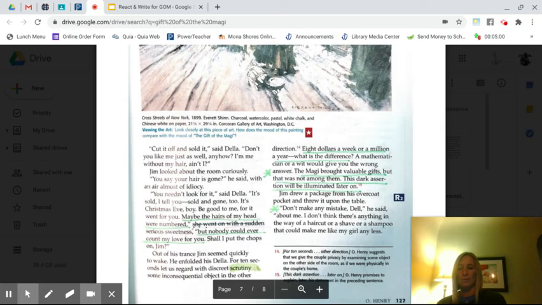Shall I put on the chops, Jim? I like that line. That's why it's underlined. That's why I crossed the other part out, because when you hear it without the "she went on," maybe the hairs of my head were numbered, but nobody could ever count my love for you.